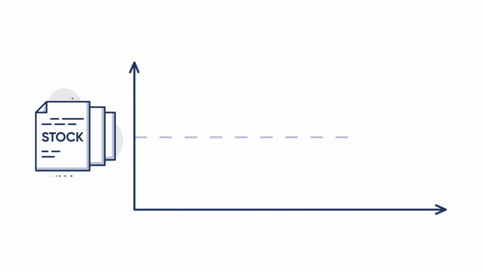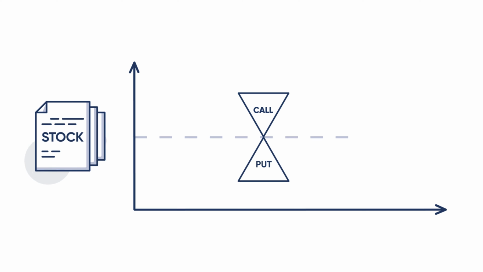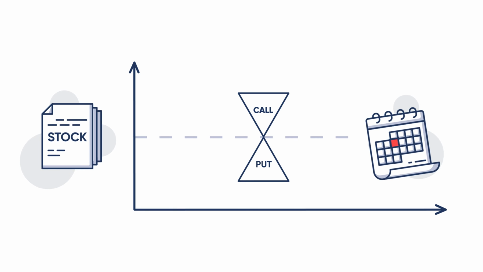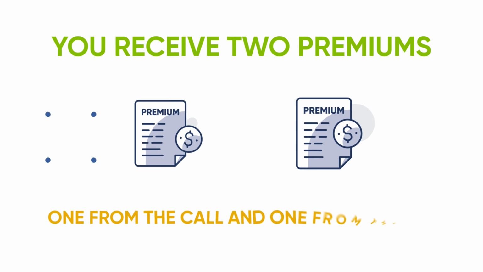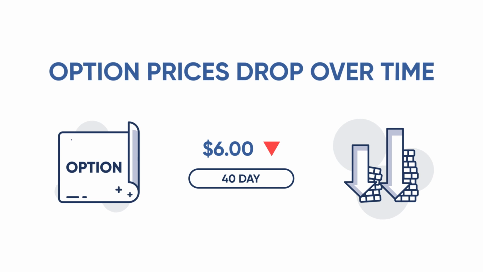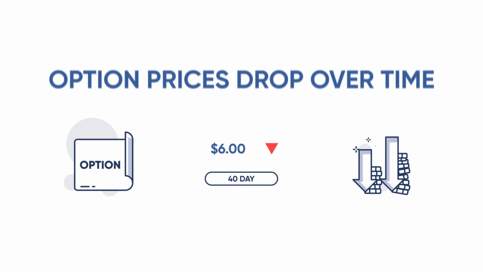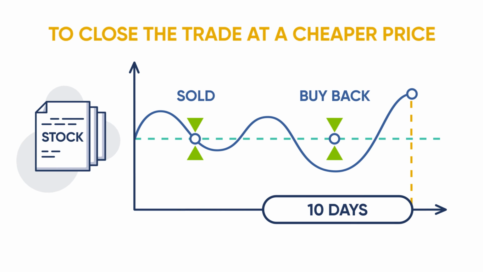The short straddle, as a strategy, is employed by simultaneously selling both the at-the-money call and put on the same strike with the same expiration date. In essence, you receive two premiums from the short straddle, one from the call and one from the put. If you have executed your trade and option prices drop over time, you can buy both the call and the put back to close the trade at a cheaper price than you initiated.